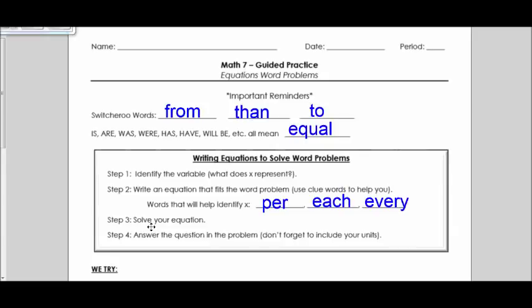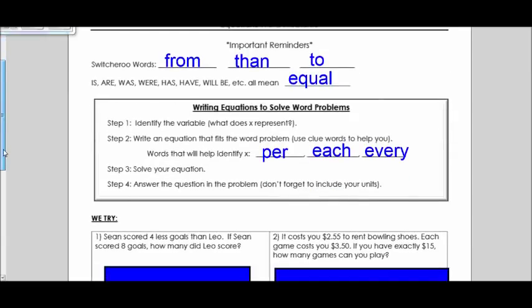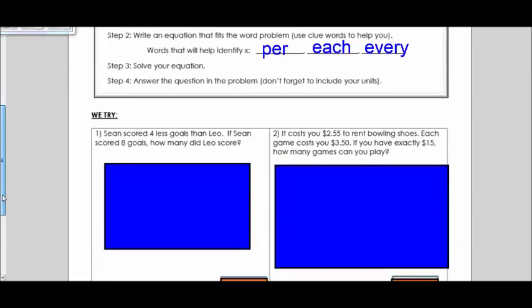Okay, obviously the third step, once you have your equation that you've written, you want to solve it. And then last but not least, you want to answer the question in the problem, but don't forget your units. So just like in the proportion unit, when we had to put units on our answer, this is the same thing. We have to have units on our answer. Okay, we're going to do 4 questions together.